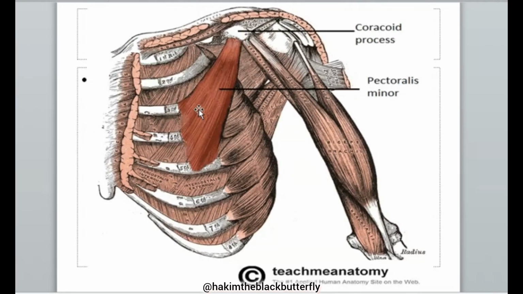The third muscle is what we call the subclavius. This is this muscle, subclavius. Sub means below. Clavius means the clavicle. So below the clavicle, there is a muscle known as the subclavius. This subclavius muscle originates from the costal cartilage of rib number 1. This is rib number 1. And inserts on the inferior surface of the clavicle.